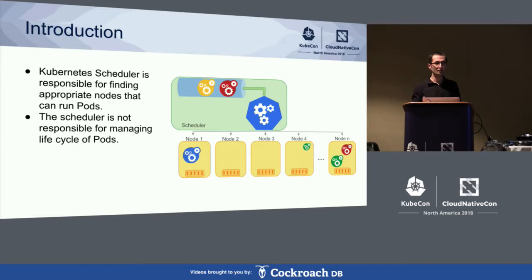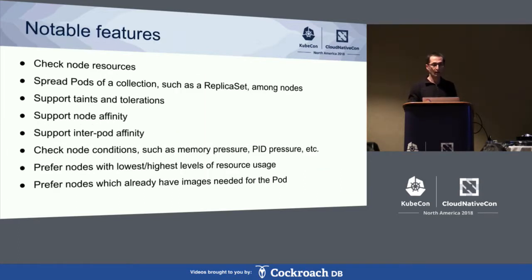Kubernetes Scheduler is a feature-rich scheduler. It supports many features. Among the notable ones, I can point out node resource checks when it schedules pods. It has the capability of spreading pods of a collection among nodes of a cluster. For example, if you have a replica set, it puts replicas of a replica set in different nodes or in different failure domains, such as zones, regions, etc. It supports taints and toleration.